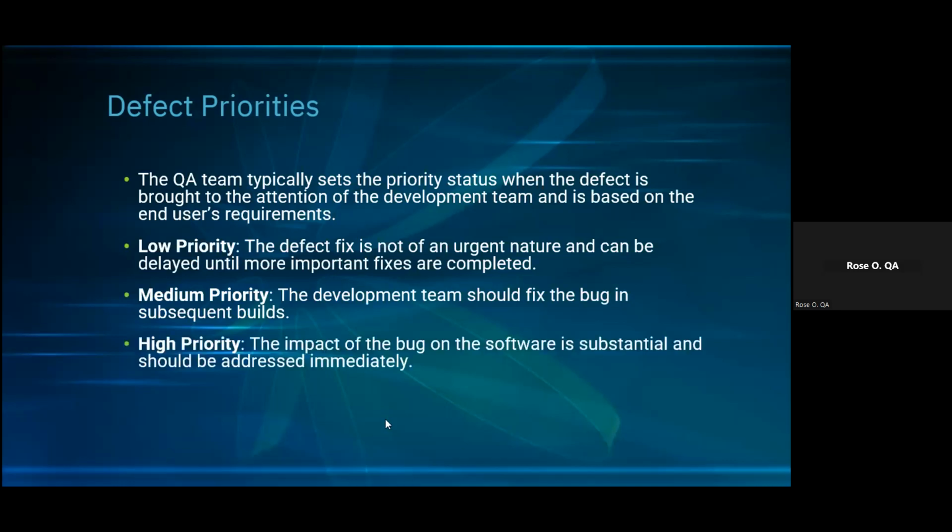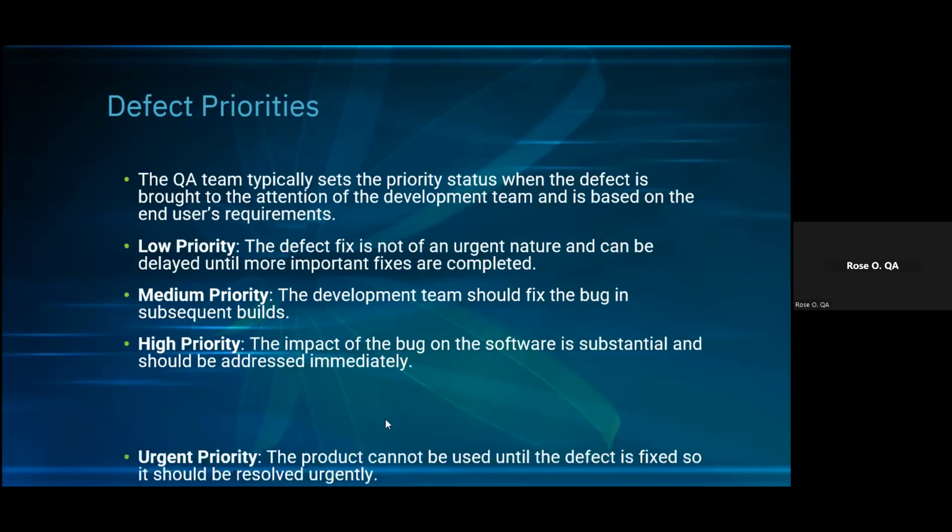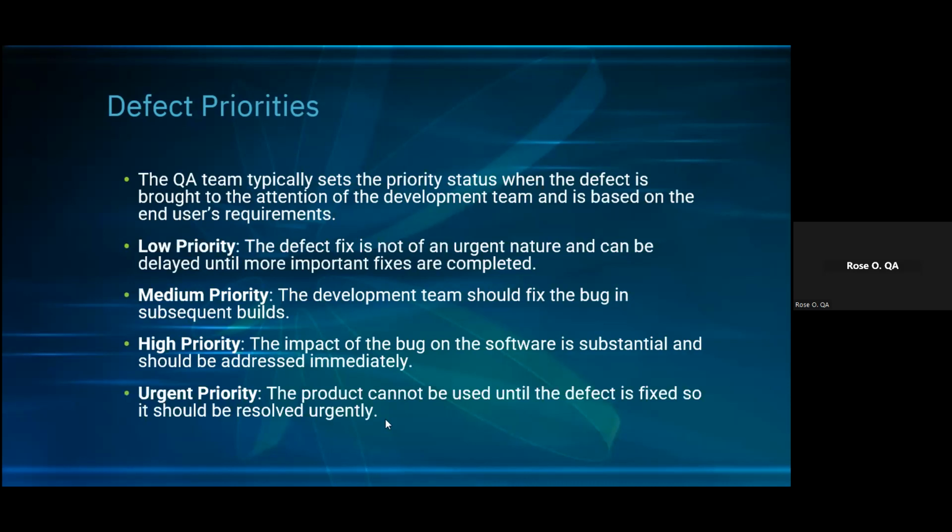Then the high: the impact of the bug on the software is substantial and should be addressed immediately. So that's the urgent priority of it. We're talking about the product cannot be used or the defect is fixed, so it should be resolved urgently. These are the defect priority phases.